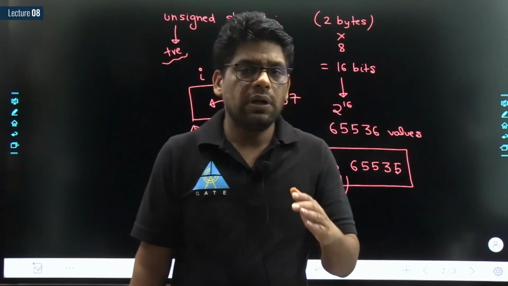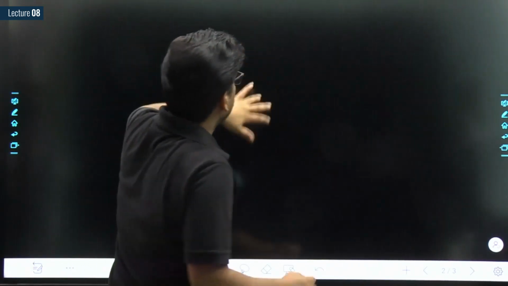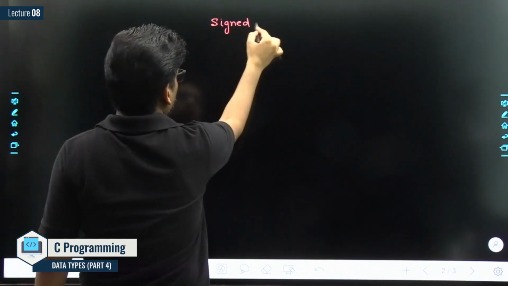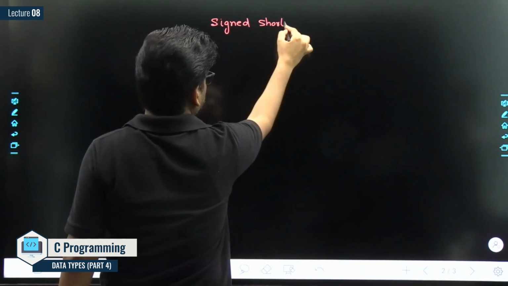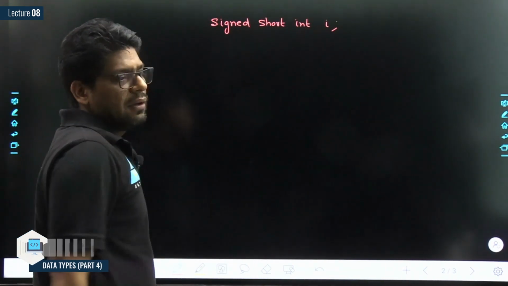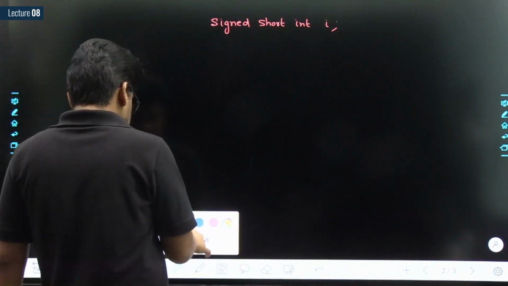This was about unsigned short int. Let me talk about signed short int. Let us suppose I declared a variable like this: signed short int i.